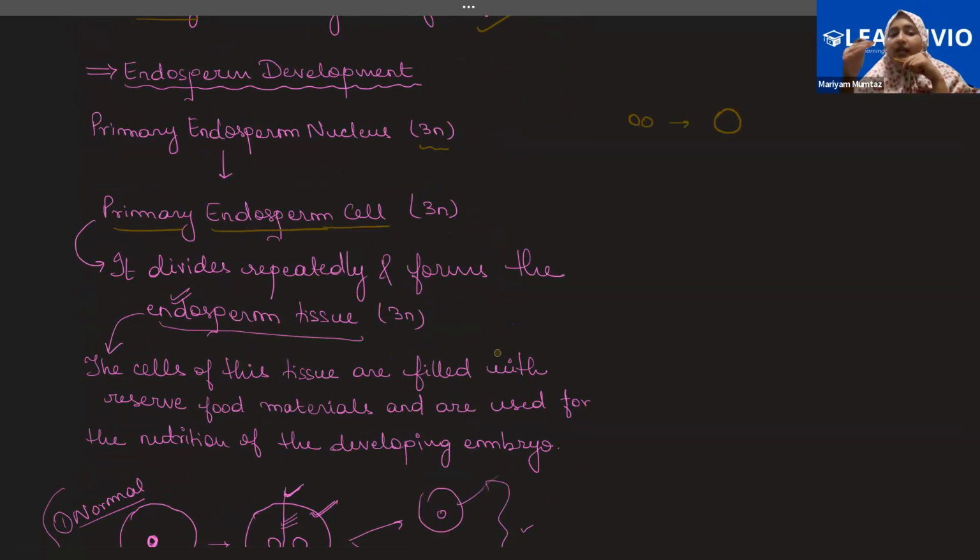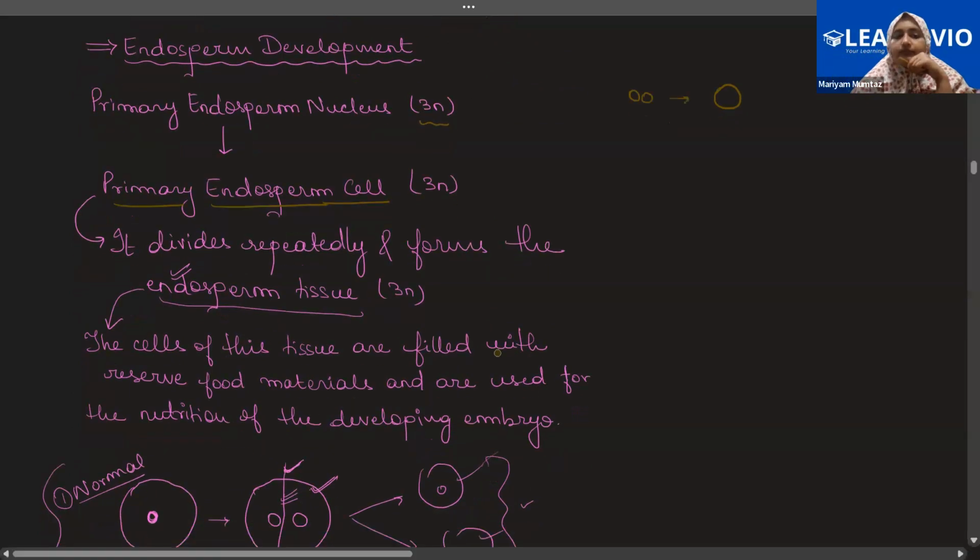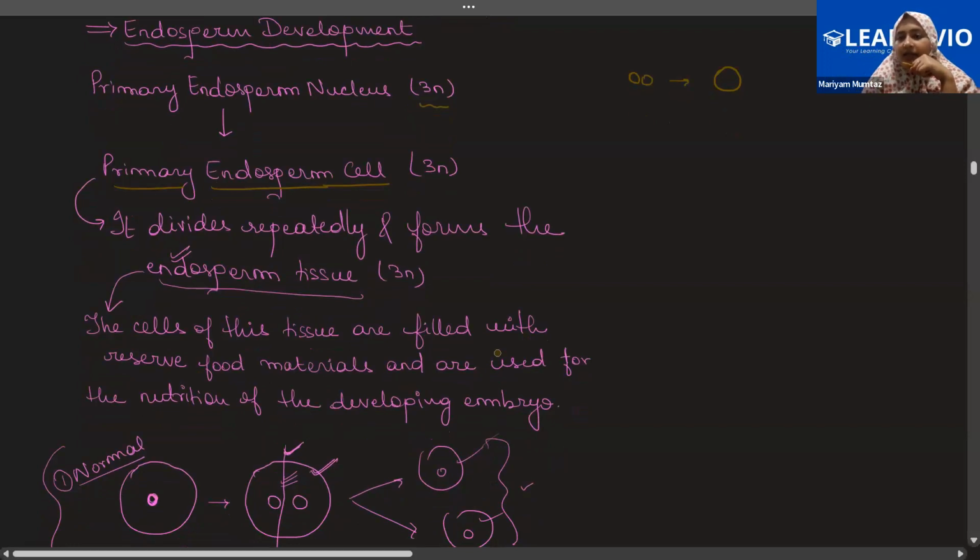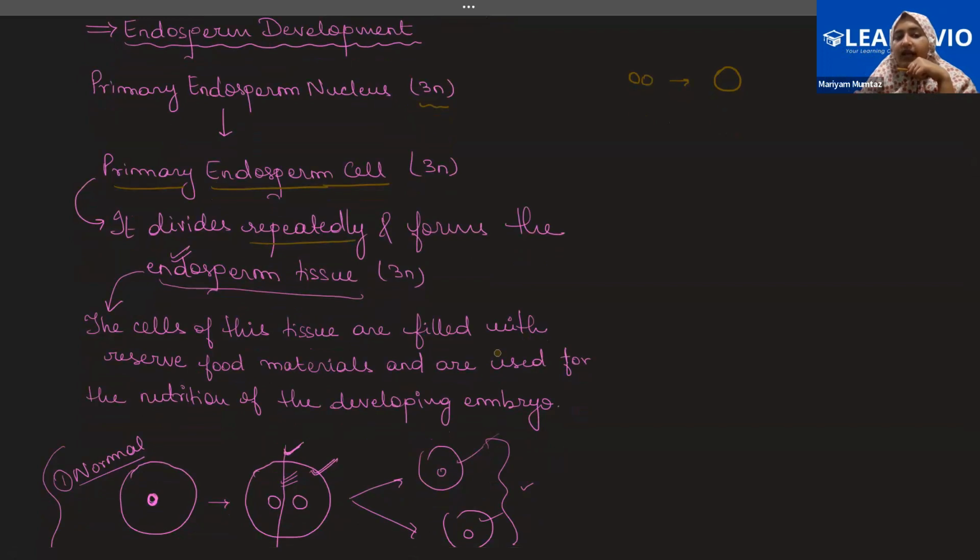So, the primary endosperm nucleus gets transformed into primary endosperm cell. Then, this primary endosperm cell divides repeatedly and forms the endosperm tissue. Again, endosperm tissue will also be 3N. So all of it is dividing and getting, you can say, modified in one way or the other.